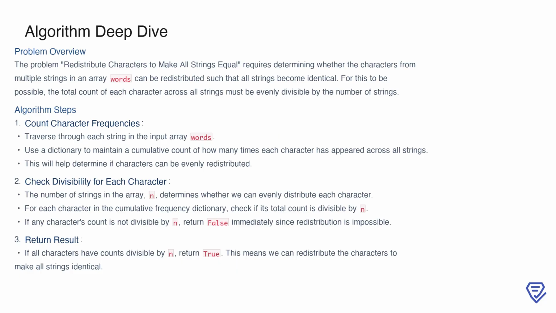The first step is to count the frequency of each character across all strings using a dictionary. This cumulative frequency will tell us how many of each character we have in total. Next, we check if these frequencies are divisible by the number of strings. If any character's count fails this test, it means an even redistribution is impossible, and we return false. Otherwise, if all characters pass, we return true, indicating that redistribution is achievable. This approach ensures that we only redistribute characters when it's mathematically possible to make all strings identical.